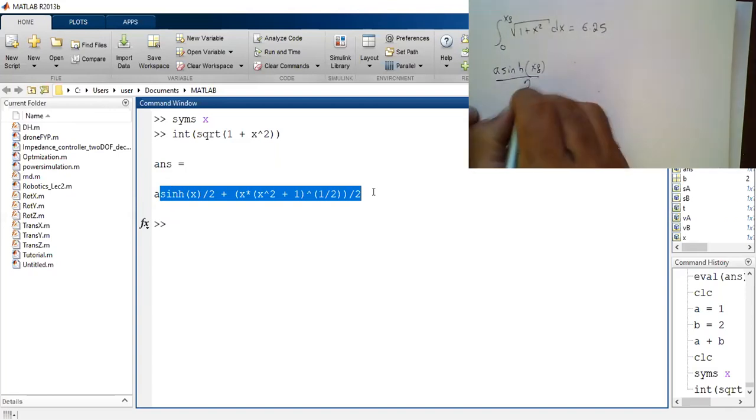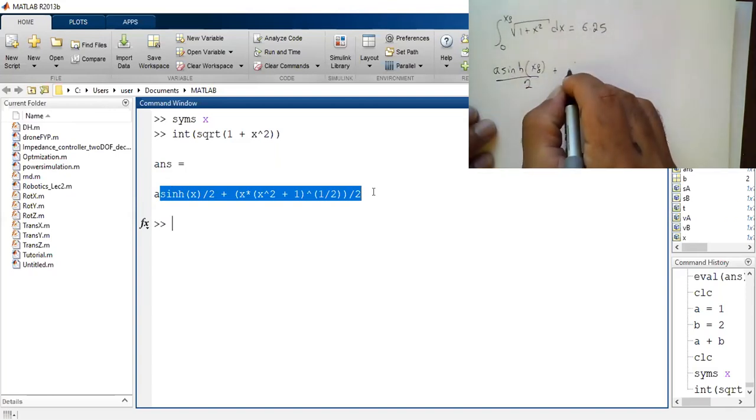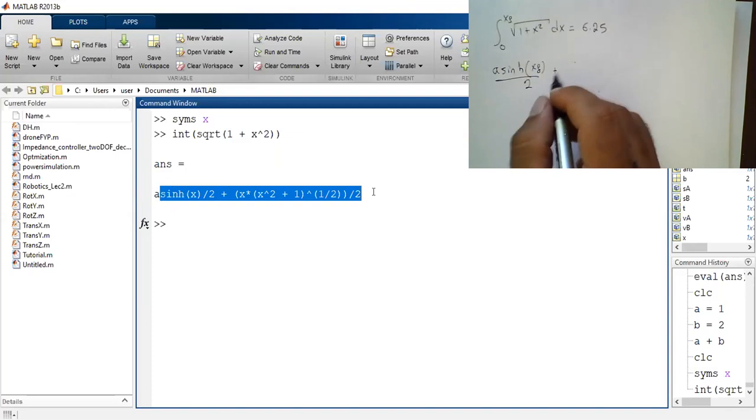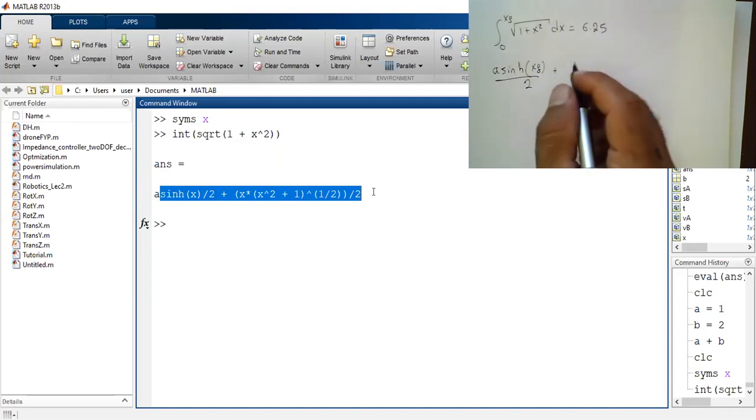Doctor, are we allowed to use integral calculators to do integrals? Yes, you are allowed to use integral calculators, yes.